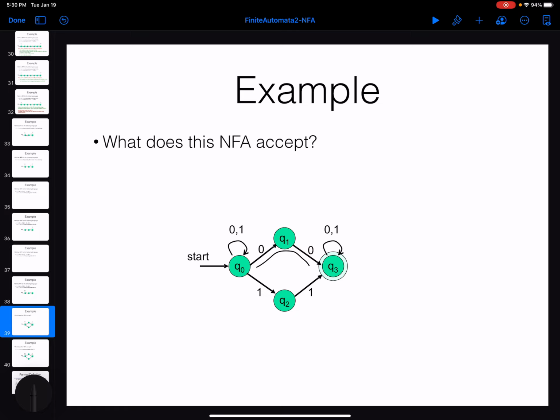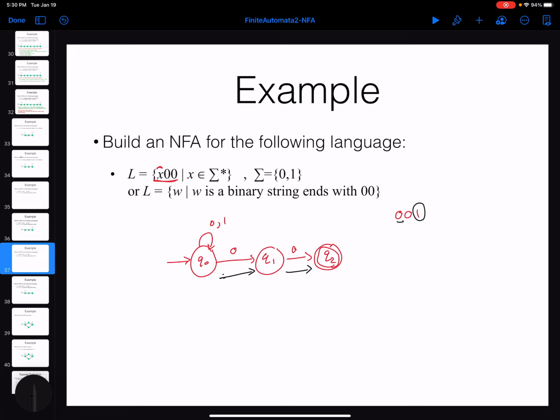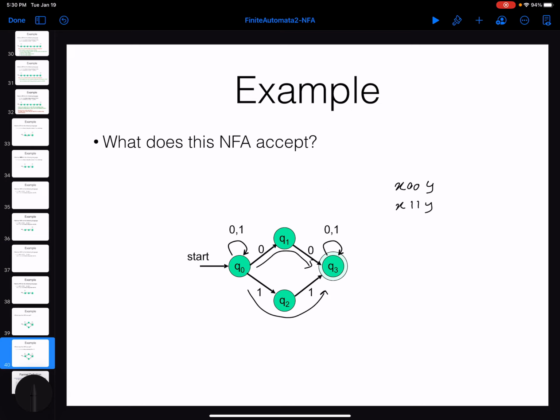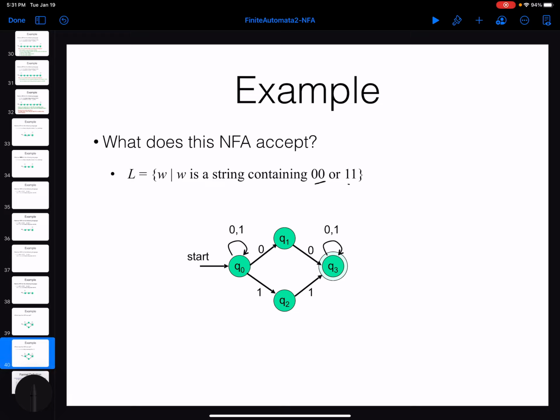Not only that, there is one more path that starts from Q0 and ends up in an accepting state, and that's going to be this path, right? So basically all the binary strings which are in this form or in this form will be accepted by this NFA. So this is going to be all the binary strings that either contain the pattern 0, 0 or 1, 1.